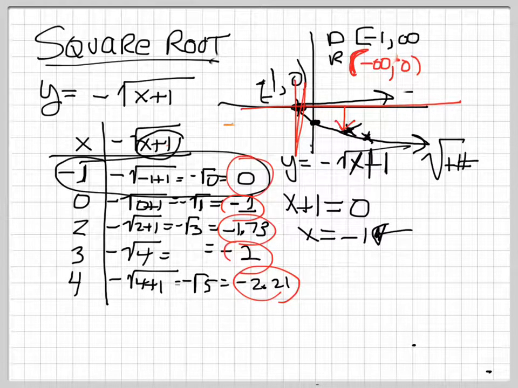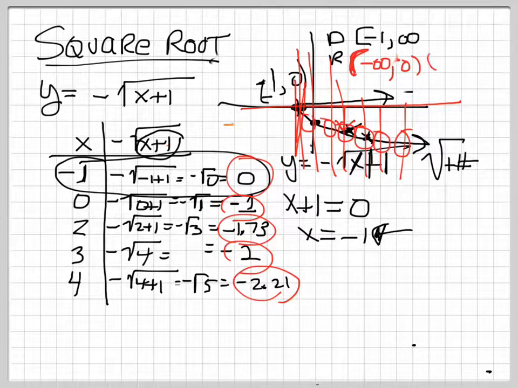Is this graph a function? Well, if I draw vertical lines through the part that I've sketched, every vertical line is going to intersect it in just one point. So yes, it's a function.